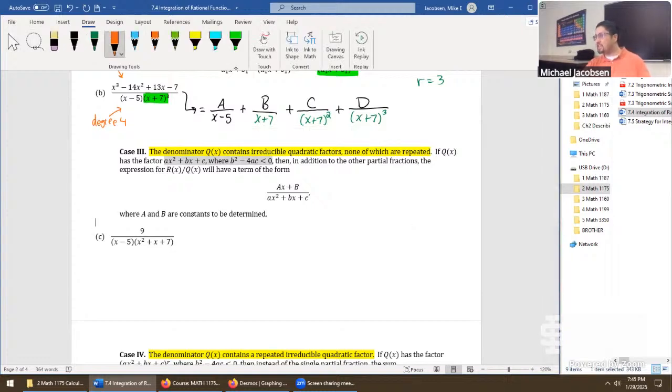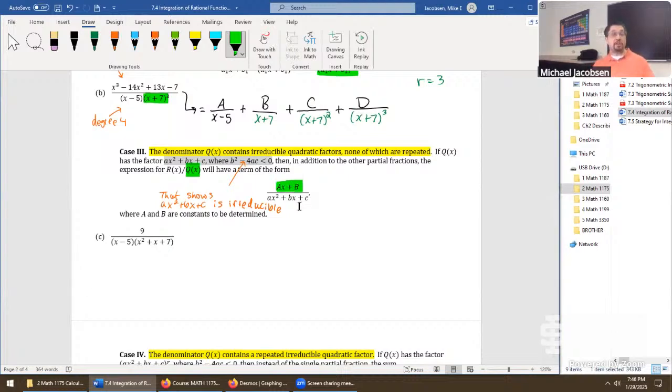And I think this deserves an extra note just to be really specific. That shows that ax squared plus bx plus c is irreducible. So if that happens, if one part of q of x has an ax squared plus bx plus c, then this is the new thing that we put in the numerator. We put a linear function up above.